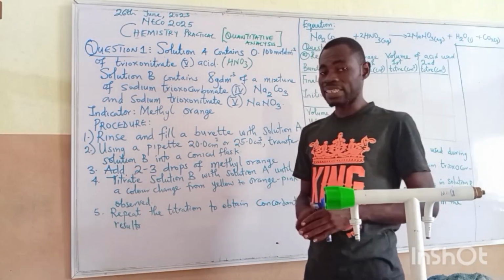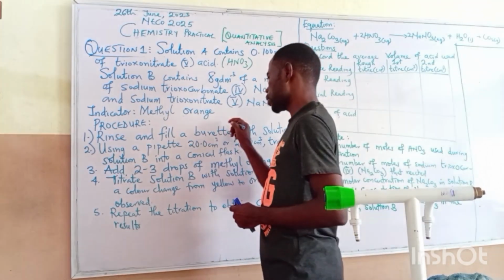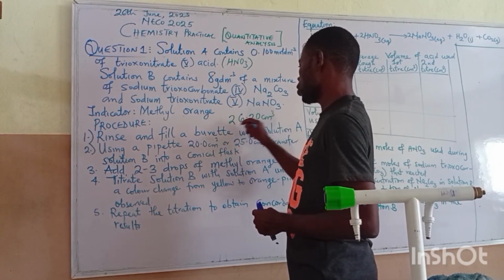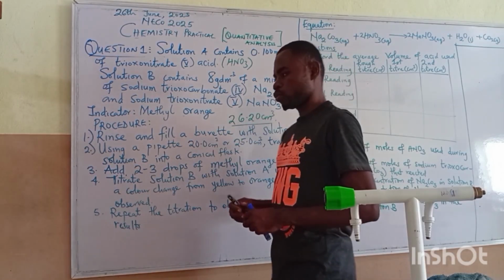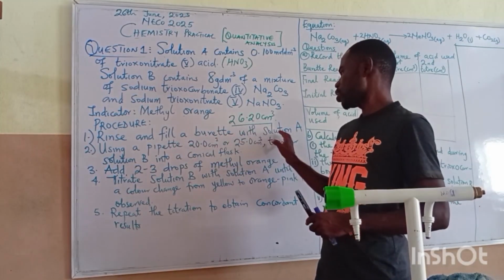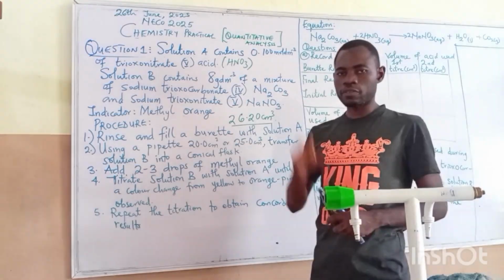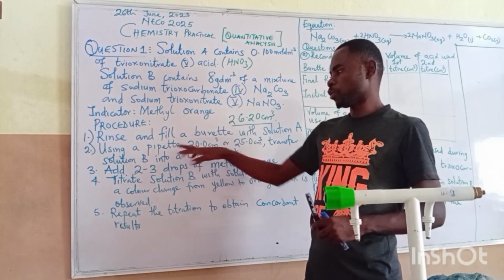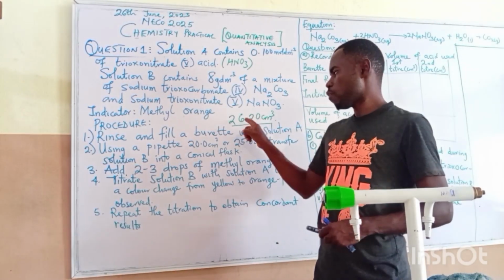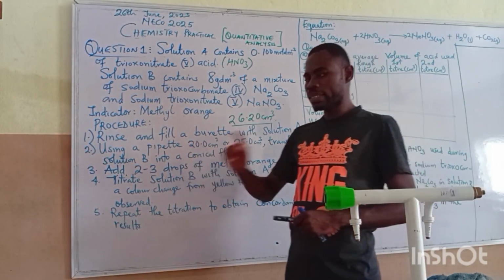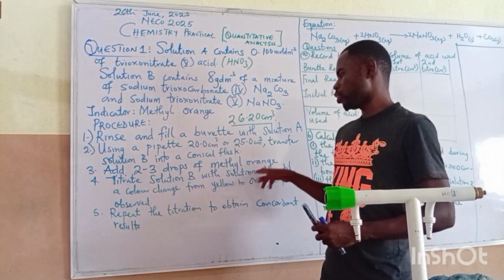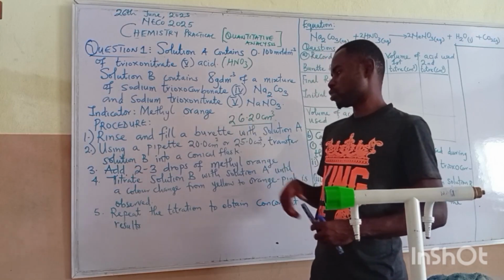At the end of the day, the total value that I got was 26.20 cm³. That's what I got from the titration. So the question will present itself like this: fill a burette with solution A. You know, a burette is 50 cm³, so fill it up. Using the pipette, 20 or 25 cm³, I used 25 cm³ for my own experiment, and I added 2 drops of methyl orange, and I got that 26.2.